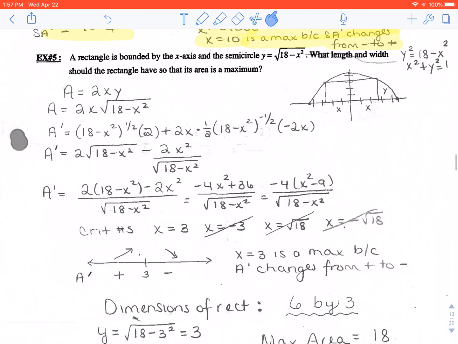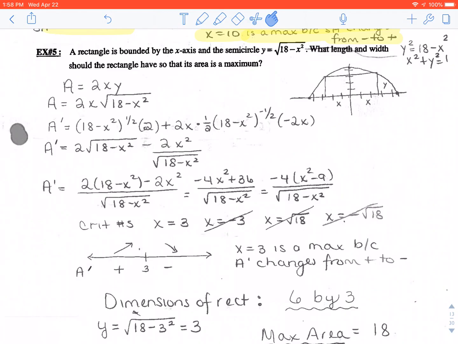The next question is number 5. This one is a rectangle inscribed in a semicircle. They want us to be able to figure out that this is the top of a circle. If we went through and solved it, it's x squared plus y squared equals 18. That kind of got cut off the page. So I know the radius is the square root of 18, which is a little bit more than 4.